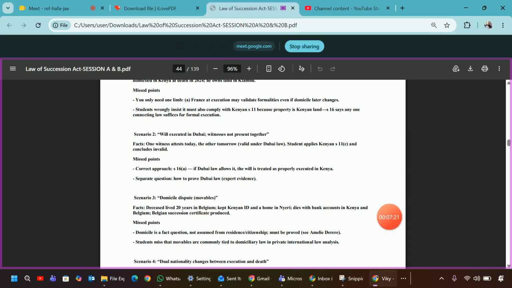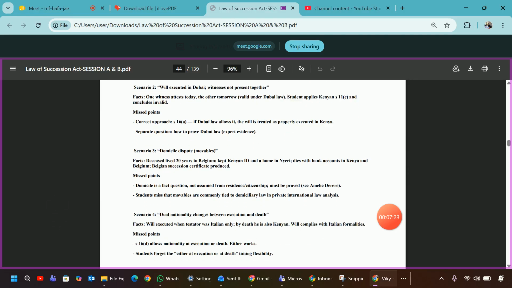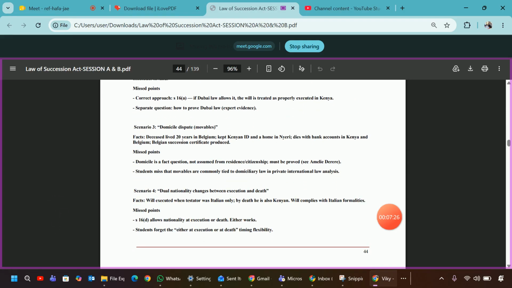You need expert evidence. Scenario number 3: domicile dispute when it comes to movables. In fact, we have a deceased who lived 20 years in Belgium. He kept a Kenyan ID and he has a home in Nyeri. So he dies with bank accounts in Kenya and Belgium. A Belgian succession certificate is produced. The missed point is that domicile is a question of fact, not assumed from residence or citizenship; it must be proved. See the Amelie Derere decision. Students also miss that movables are commonly tied to domiciliary law in private international law analysis.